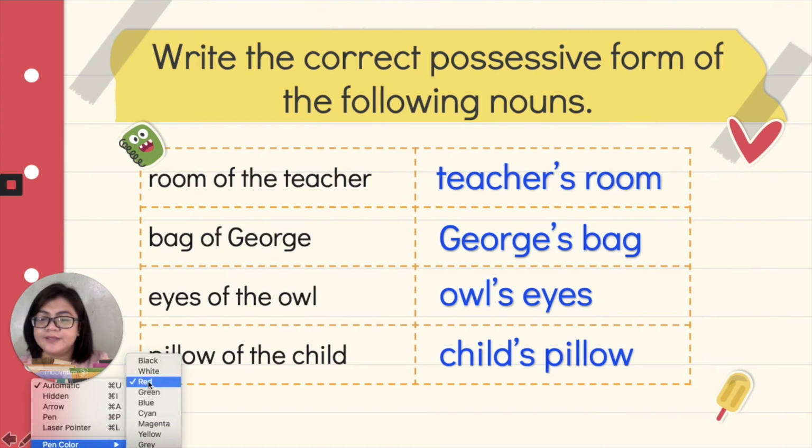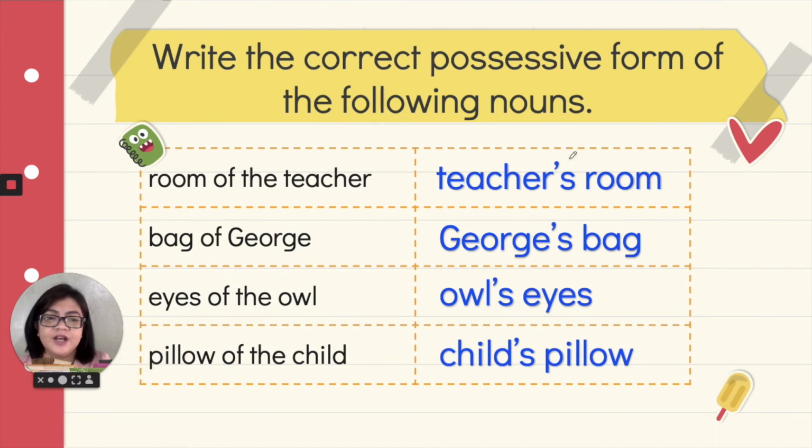Let's mark them so you can see it carefully. We have teacher's room. I added apostrophe S at the end of the word teacher. George's bag, added apostrophe S here. Owl's eyes, they added apostrophe S at the end of the word owl. And then child's pillow, with apostrophe S.